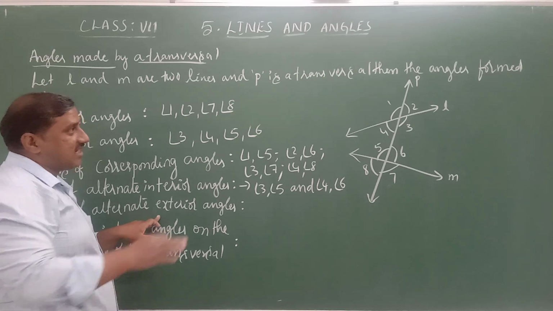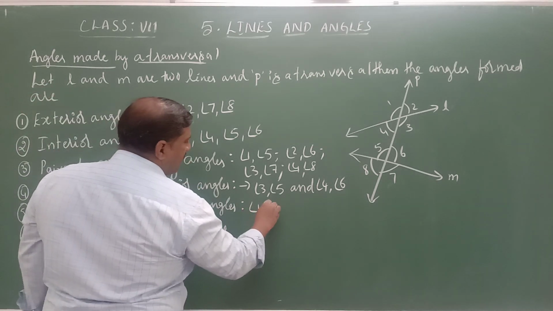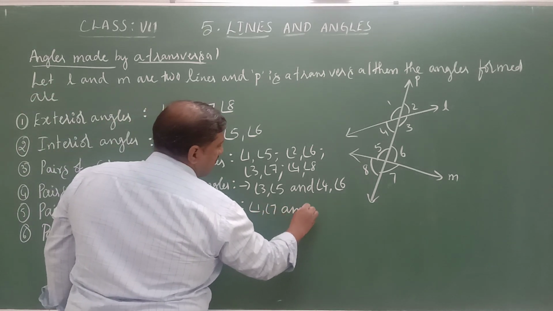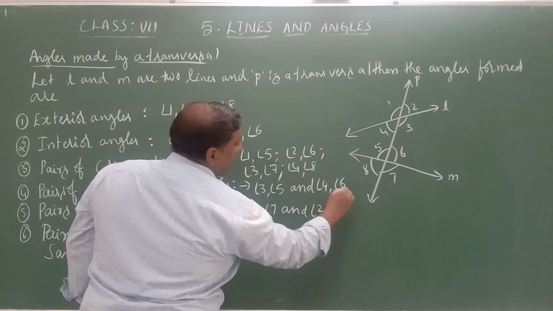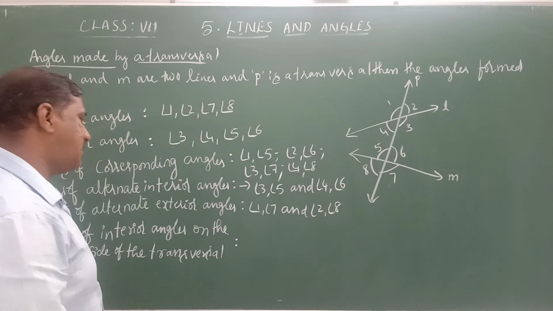Pairs of alternate exterior angles are what? Angle 1, angle 7 and angle 2, angle 8.